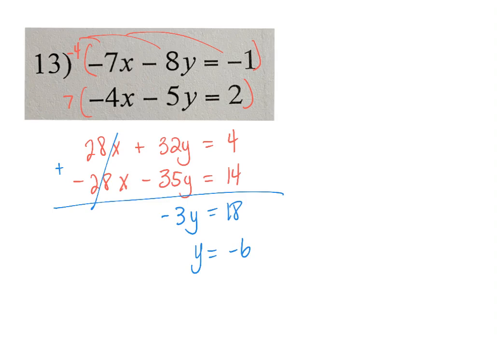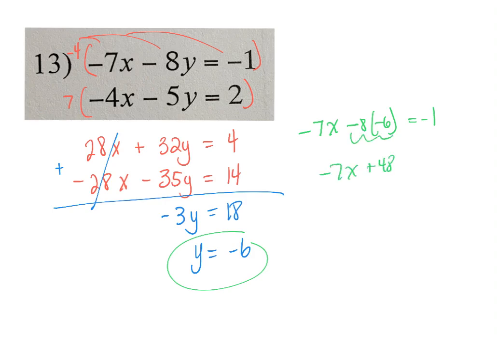Once I've done that, plug it back into one of these equations. So negative 7 times x equals negative 8 times negative 6, which equals negative 1. And then just solve. This is going to give you 48. Subtract: negative 7x equals negative 49. Divide: x equals positive 7.